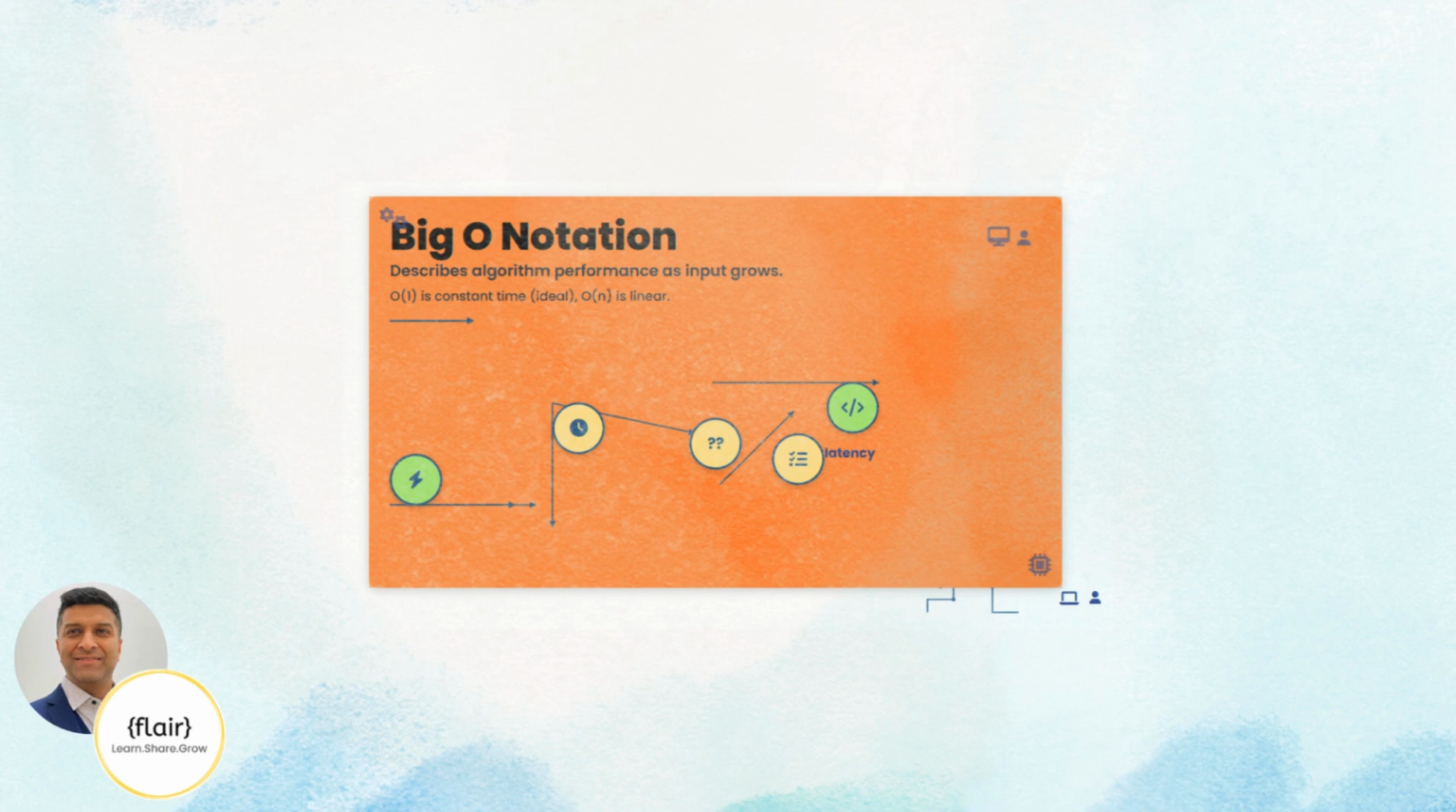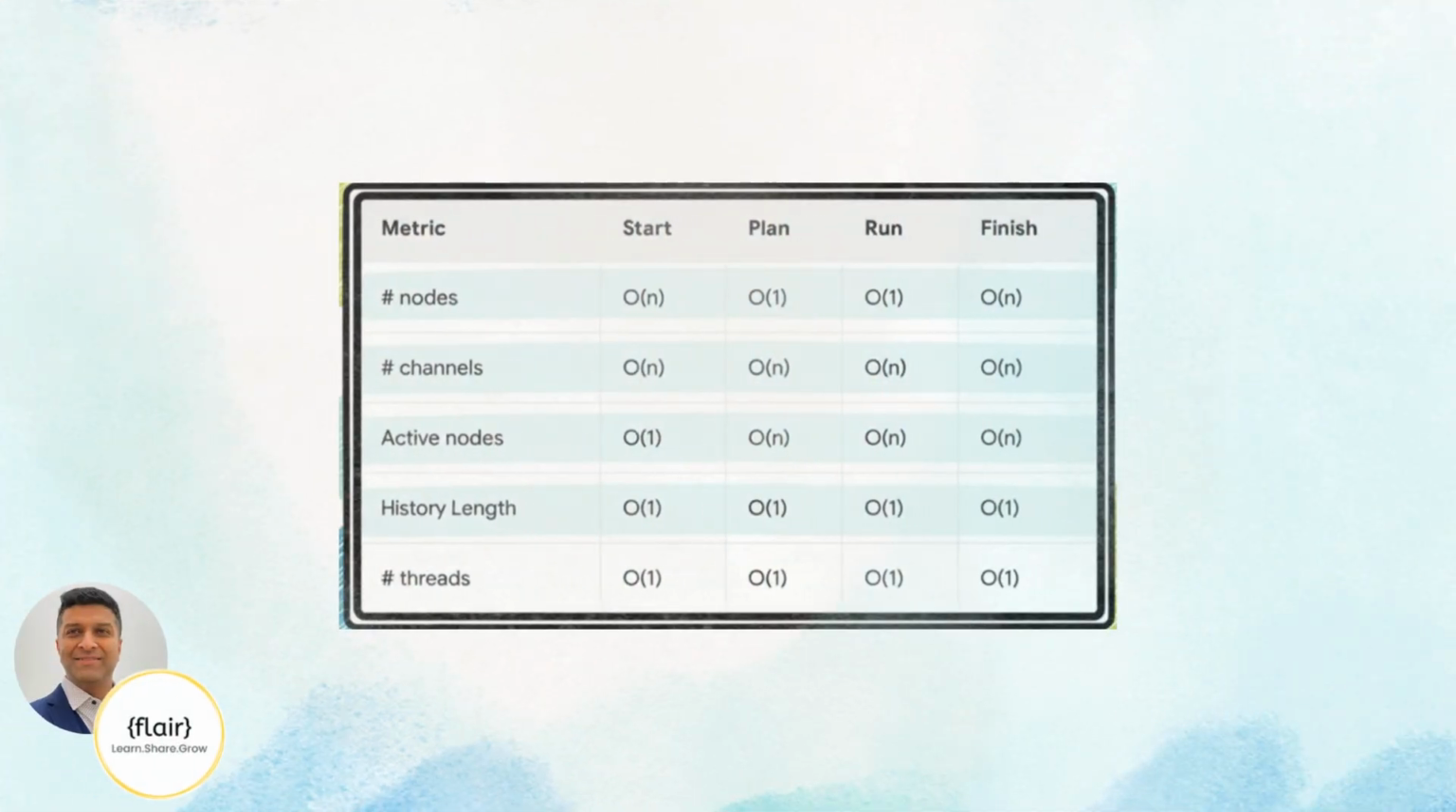Alright, here's the performance breakdown. There's a lot of information here showing how performance is affected by things like how many nodes or channels you have in your graph. But I want you to ignore all of that for a second and just look at one specific row, the one that says length of history. See that across the entire row, for every single action, it's O(1), constant time. And that is the crucial point. This is the whole ball game right here.